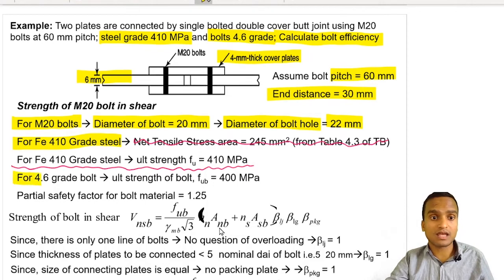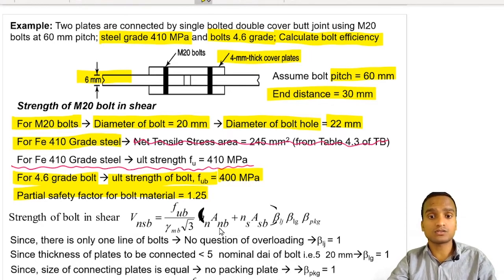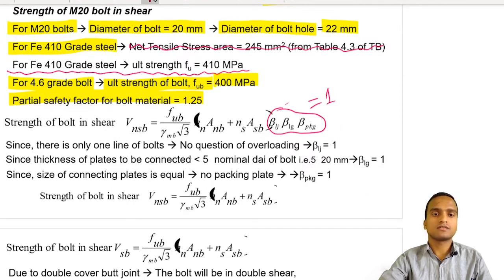We will see about the bolt also. For the bolt, it is calculated from the grade of the bolt. The grade of the bolt is 4.6 and we multiply 4 with 100 to get the ultimate strength of bolt Fub, and Fub is equal to 400 megapascal. Now the partial safety factor for bolt material will be equal to 1.25, and since this is not a special type of joint, we can directly put beta lj, beta lg and beta pk all equal to 1. The strength of bolt in shear Vnsb is given by this formula, and here there is only one line of bolt, so no question of overloading. Beta lj is 1, beta lg is 1, beta pk is 1, since there are no packing plates and neither is the grip length larger. So we can directly use this formula.